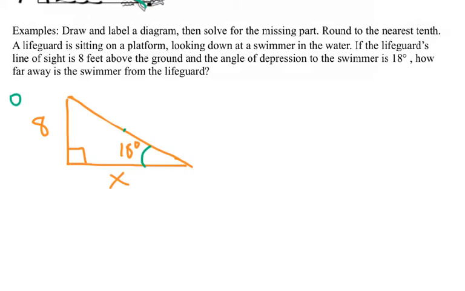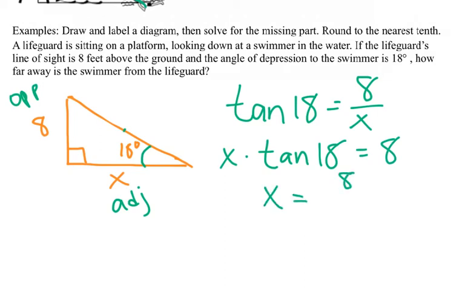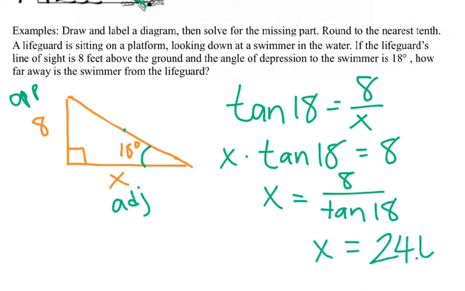So this is my opposite, this is my adjacent, so I have to use tan. The tangent of 18 degrees equals opposite over adjacent. Because x is being divided, I can multiply by x. Because tan 18 is being multiplied, I can divide. So it's 8 over tan 18, which gives us 24.6.